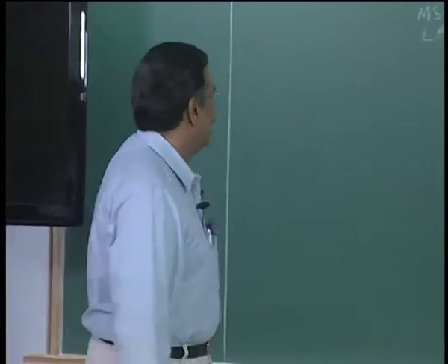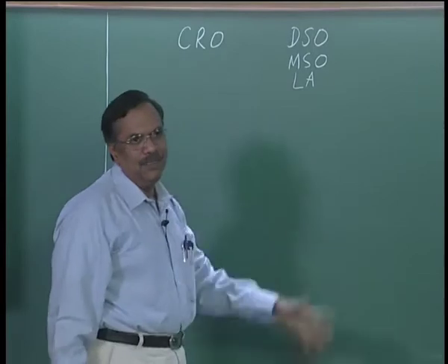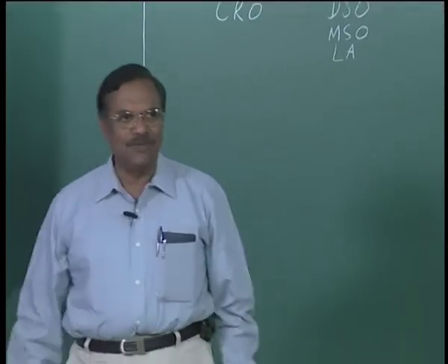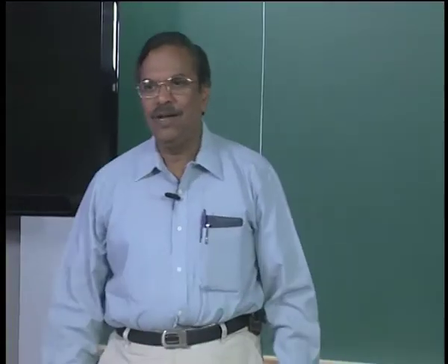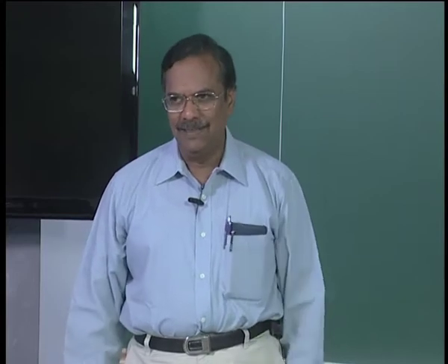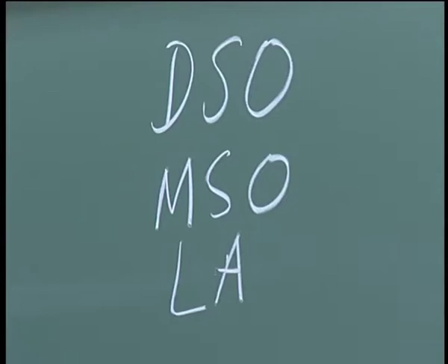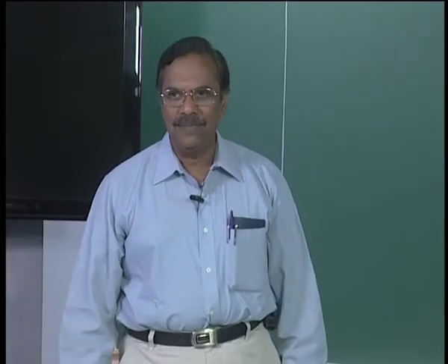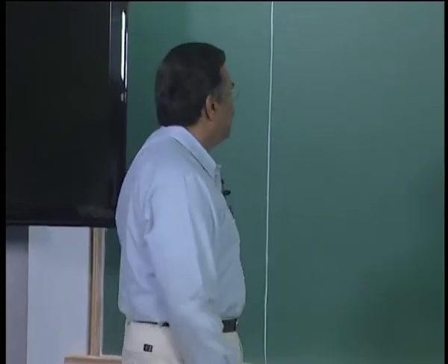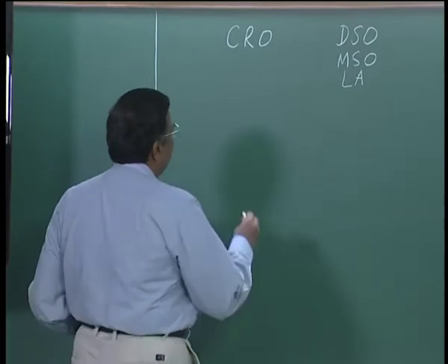So, we have dual time base. So, it is immaterial whether I have CRO or DSO or MSO. You can have varieties of oscilloscope. You have single channel DSO, you have single channel CRO, you have dual trace CRO, similarly you have dual trace DSO or MSO. You also have dual time base CRO. Similarly, on the digital side you have dual time base digital storage oscilloscope or mixed signal oscilloscope, right.